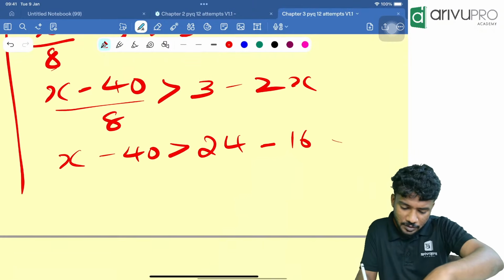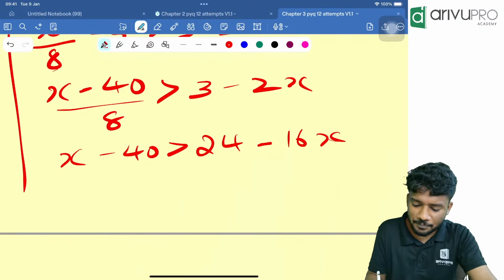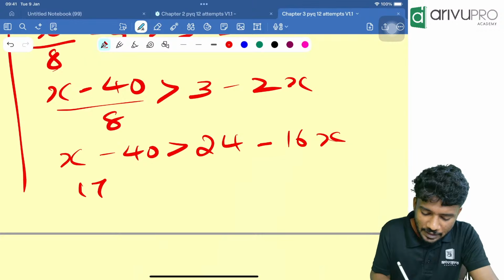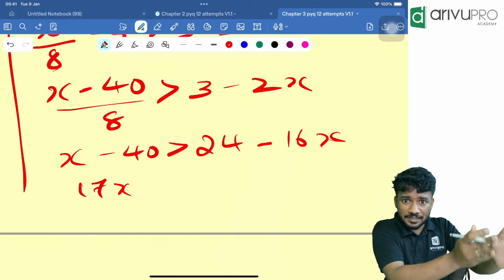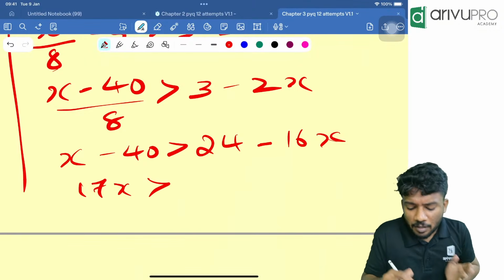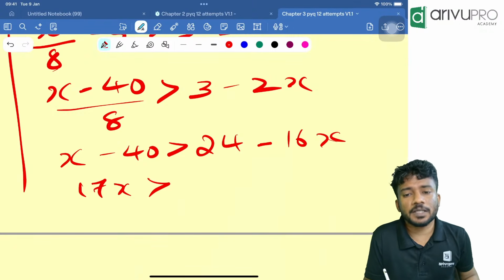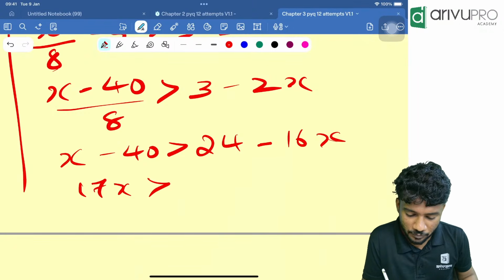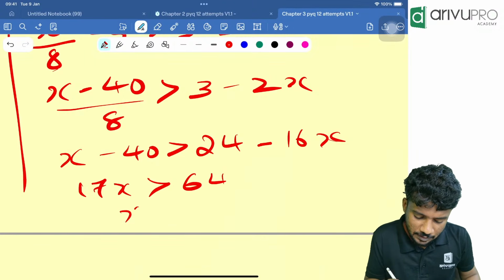From this you can rewrite things. This goes to this side and that goes to this side. That means it will become 17x. 16x comes to this side, minus 16 will become plus 16. So 16x plus x is 17x greater than 40 goes to the other side, it will become plus 40. Plus 40 plus 24 is 64. So that means x is greater than what?